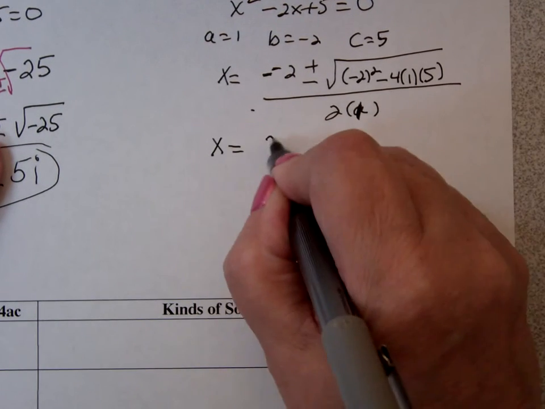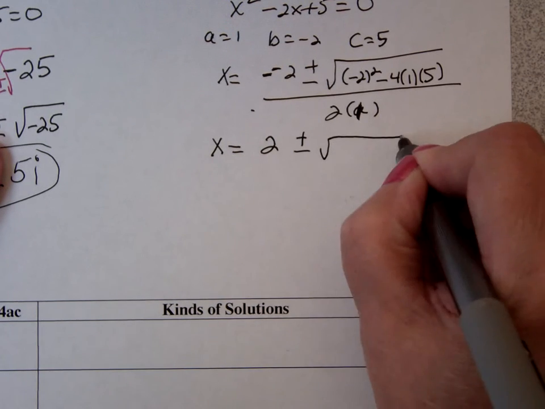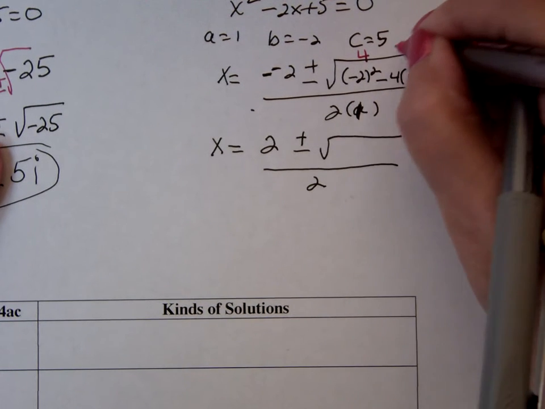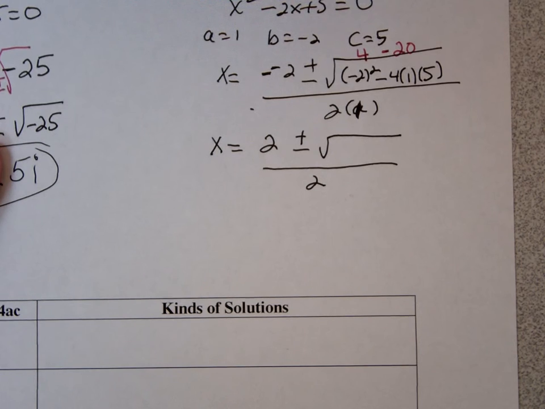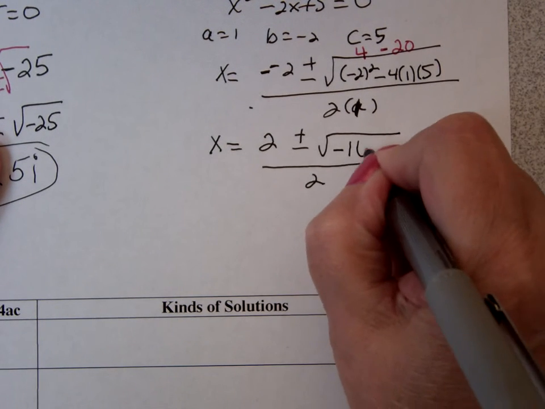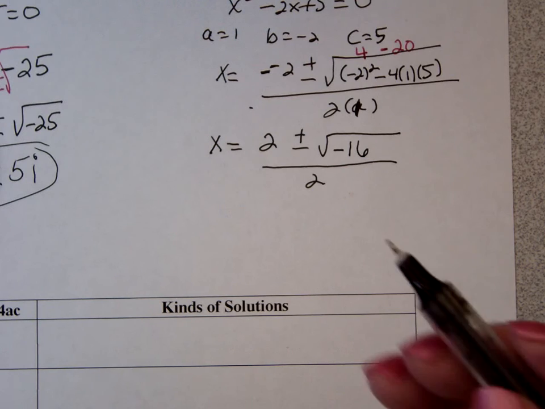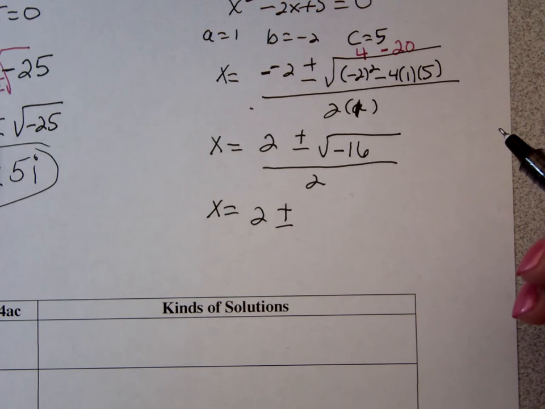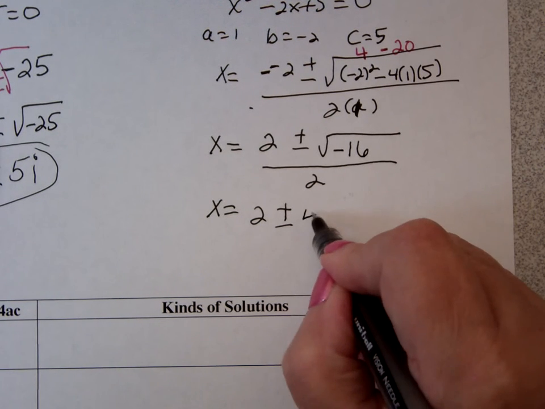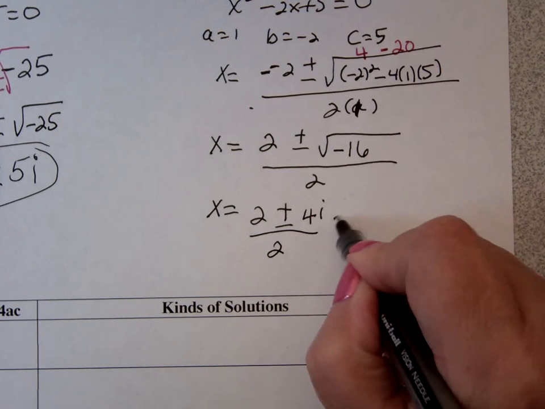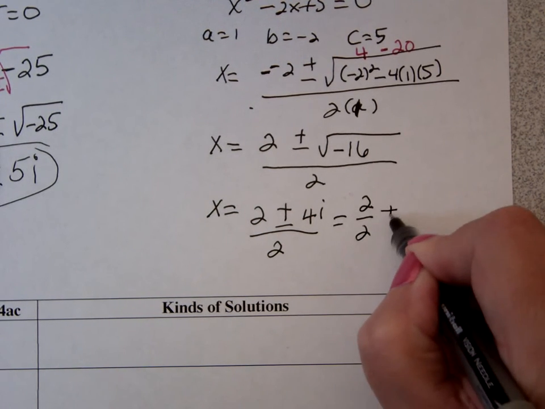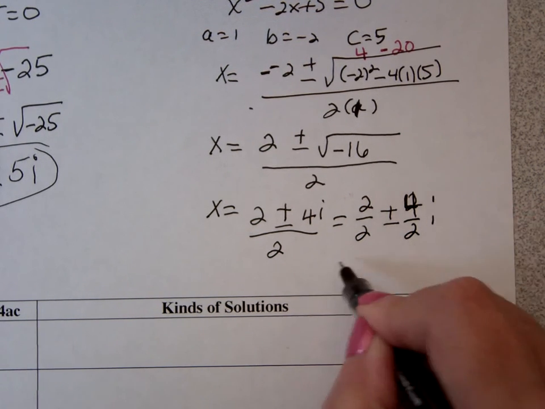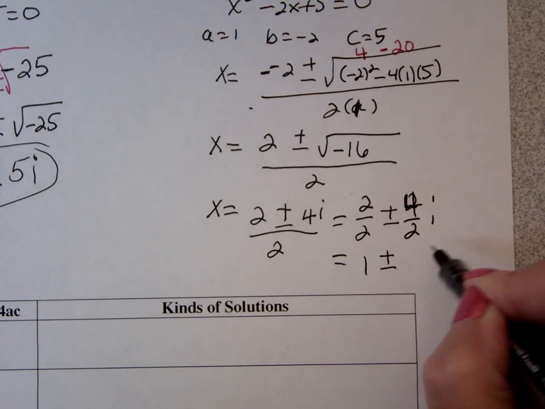Or x is positive 2 plus or minus the square root of, all over 2. And this is a positive 4 subtract 20, which is a negative 16. So x is 2 plus or minus, what's the square root of negative 16? 4i over 2, which is 2 over 2 plus or minus 4 over 2 times i, or 1 plus or minus 2i.